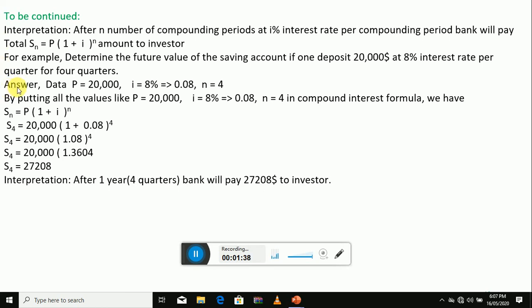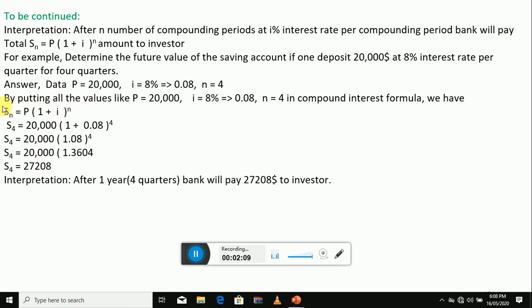Answer to the example: data means information. Information we will collect from the example. P is equal to $20,000. This is initial deposit. Interest 8% is per quarter. The number of quarters are 4. N is equal to 4. We will put all these values: P $20,000, i 8% and n 4 in the compound interest formula.